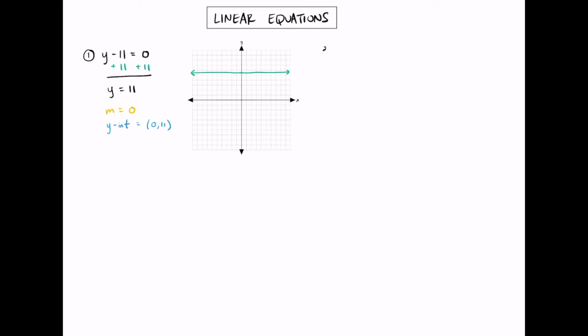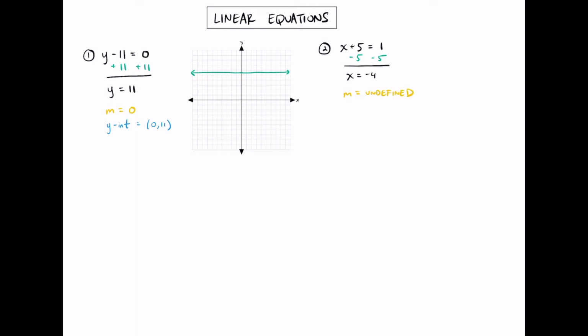So for number 2, let's check out another equation. Let's do x plus 5 is equal to 1, okay? And if you want to solve this equation so that we can understand it just a little better here, we can take away 5 from both sides and say that, okay, x is equal to negative 4. And so if you have an equation that looks like this, you want to know in the future that it's always identified as a vertical line. So the slope is undefined, okay?